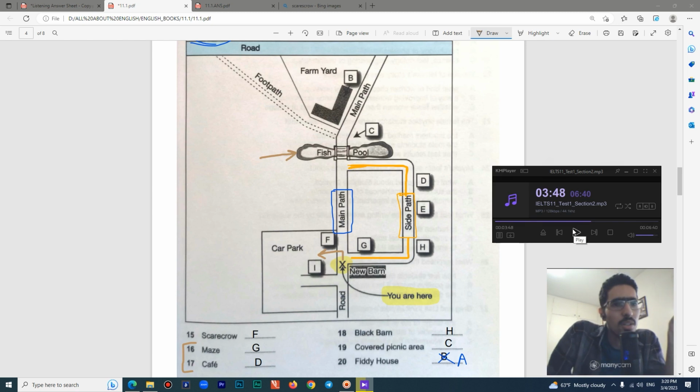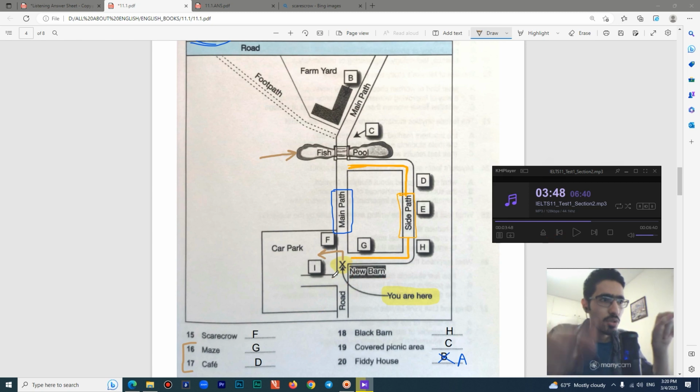Where does "you will look ahead of you" mean from? From this crossing. So if you're standing at this cross, if you look ahead of you, you will see the maze.